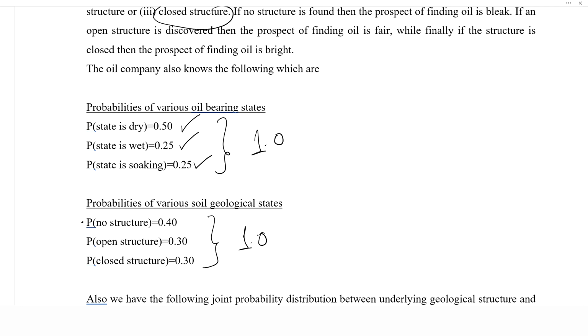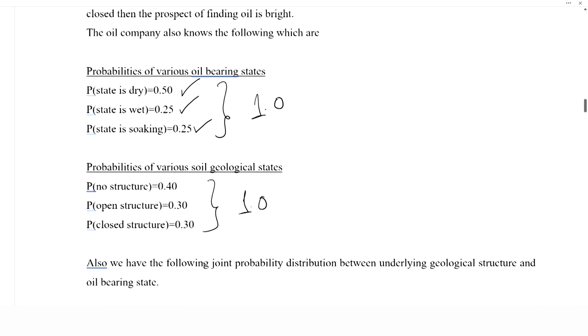Also, we have the following joint probability distribution between underlying geological structure and oil bearing state, based on this information, which would be interesting to note. Now, by the way, if you remember, I said that all the values will be important. So, please remember these values.